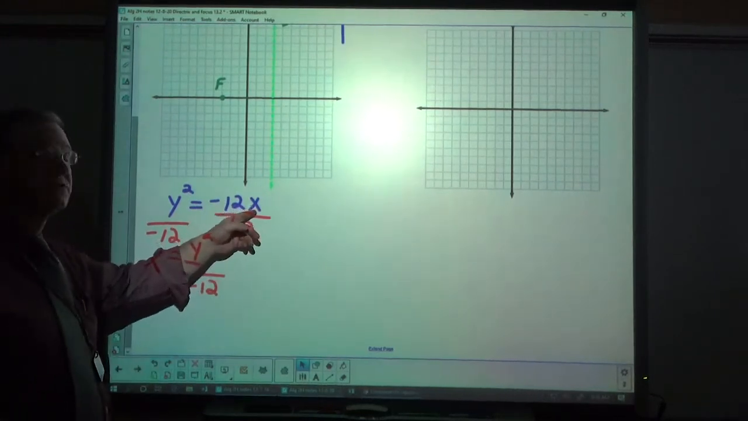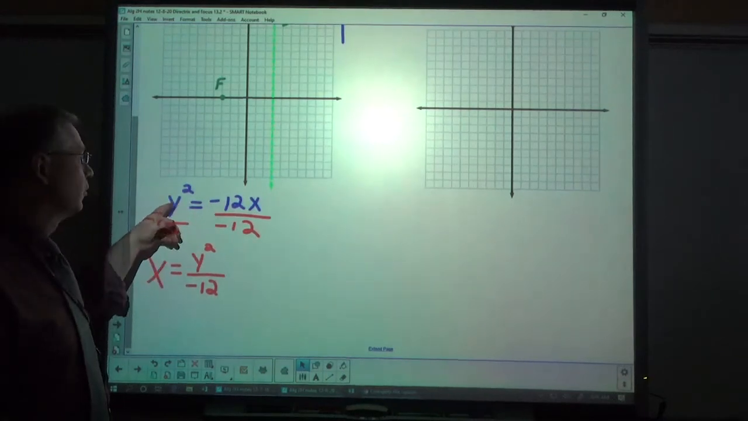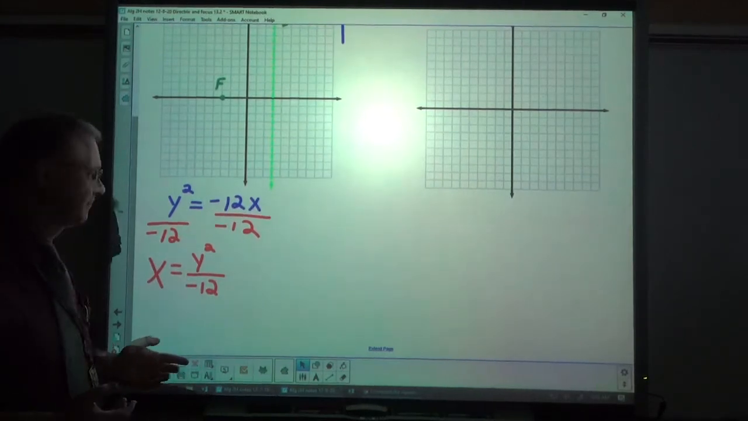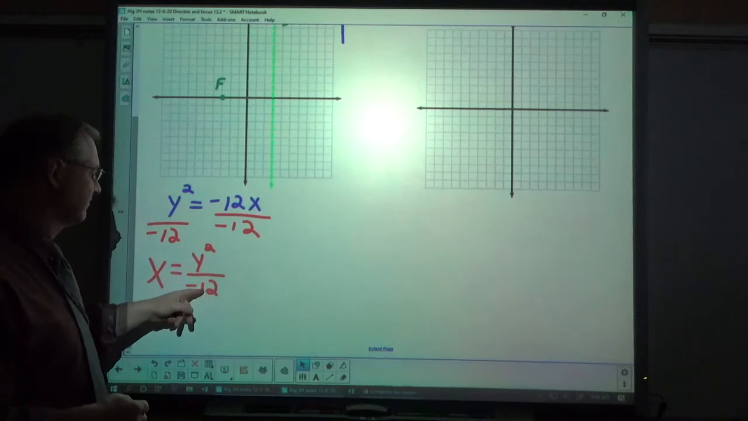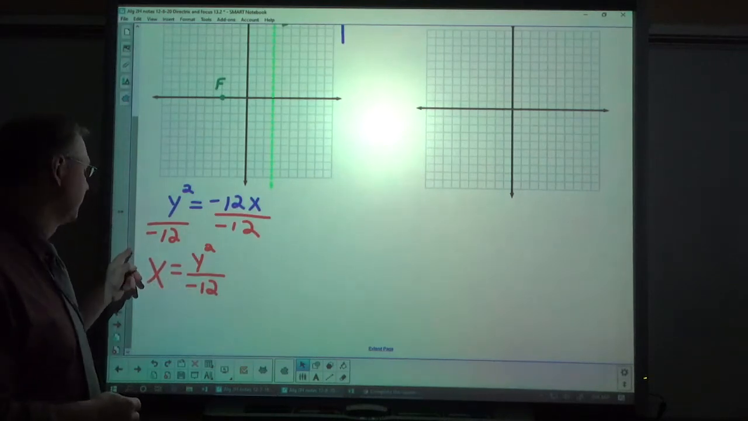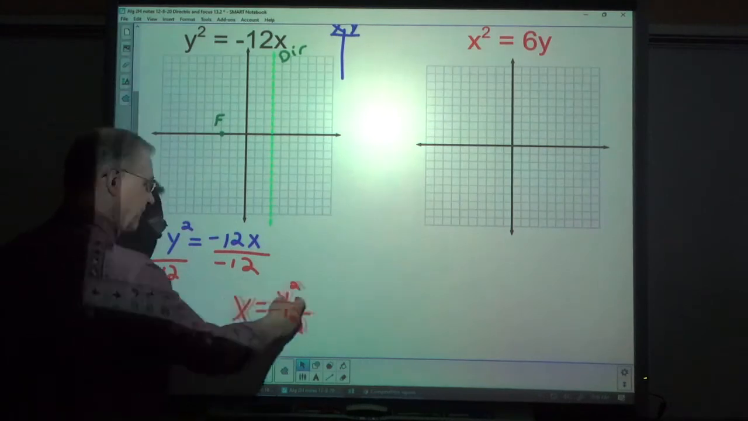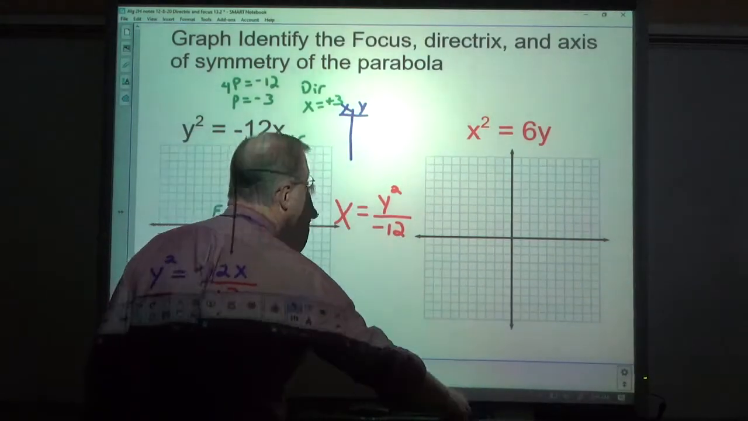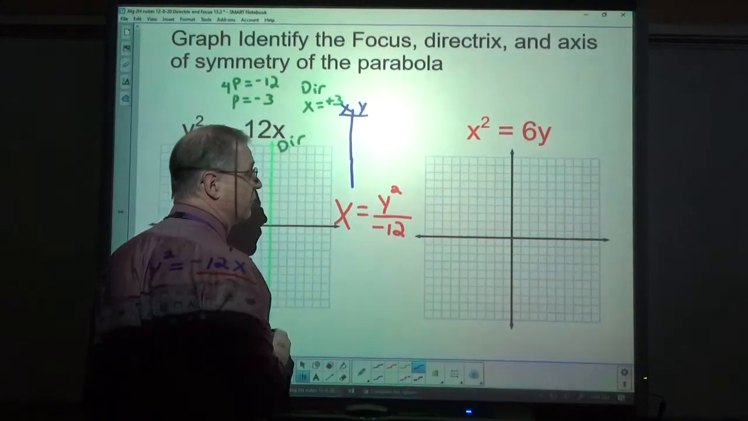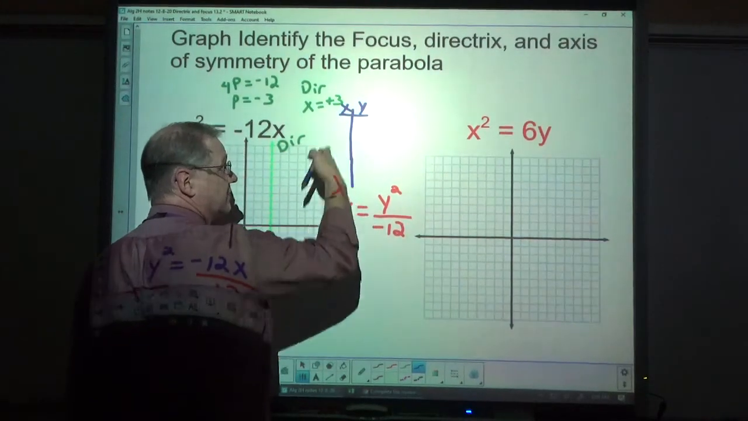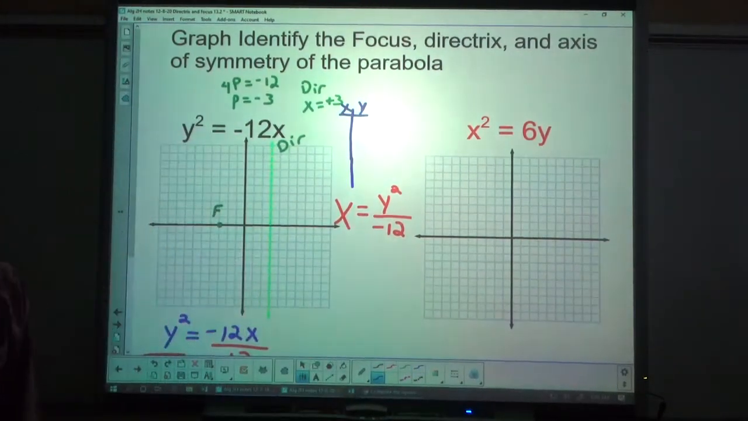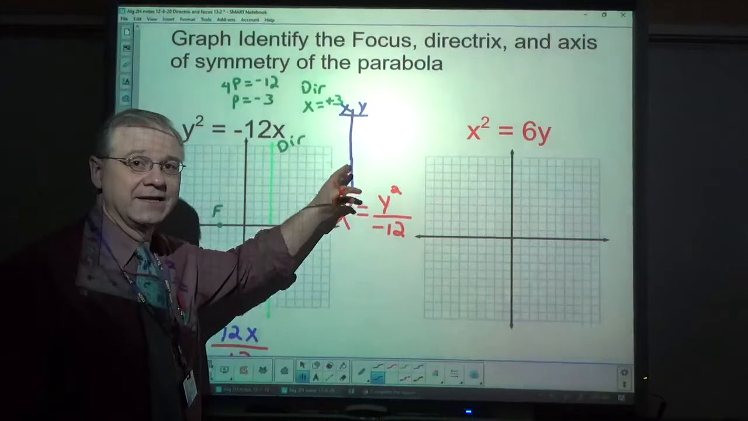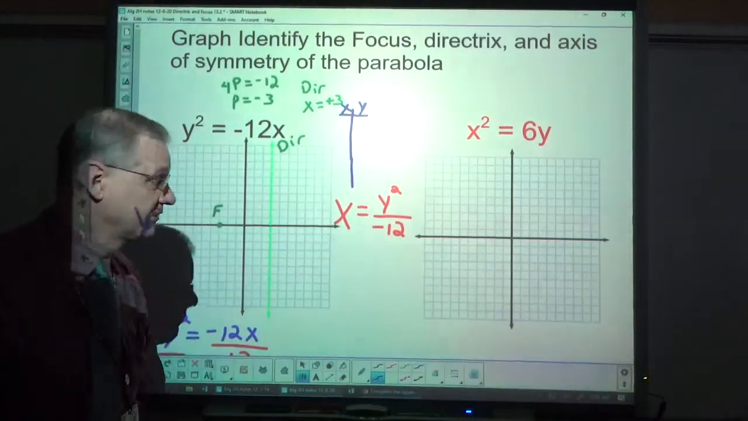I could always plug in values of x and get answers for y. The problem is y is squared, and so that means I'd have to square root both sides, and that is very messy. So it's much easier to square y and divide it by negative 12 to get answers for x. So that is what I'm going to do. I'll just bring that up here so we can see it a little better. And I'm going to plug in values for y and get answers for x. That's actually harder than you think because you are so ingrained to plug in x and get y that it's easy to make that mistake and go the reverse.